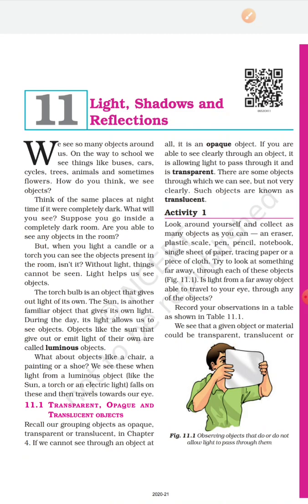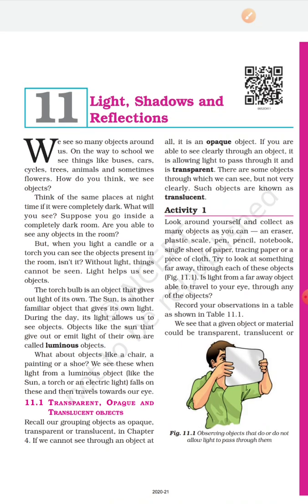At first, we discuss that in this chapter there are two kinds of objects. Number one, luminous objects, and number two, non-luminous objects. What does it mean? Luminous objects are those objects which have their own light. Such objects are called luminous objects. And those objects which do not have their own light are called non-luminous objects.